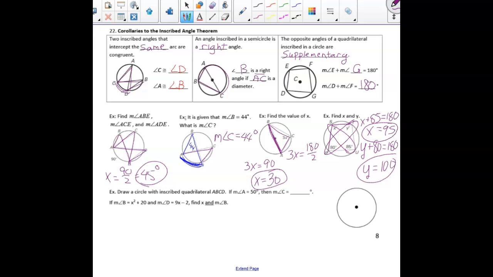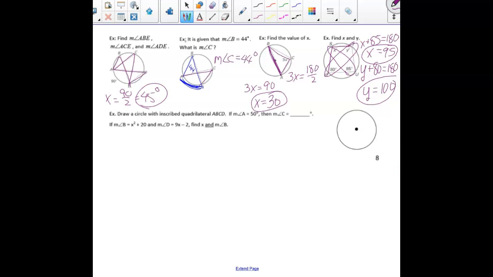Okay, last example on this page. Draw a circle with the inscribed quadrilateral ABCD. So just draw a four-sided figure. Don't worry about beauty or accuracy. You're just going to use the picture. The measurement of angle A is 50 degrees. So this angle here is 50. Then the measurement of angle C, the opposite angle: the measurement of angle A plus the measurement of angle C equals 180. So you've got 50 plus, we'll call it x, equals 180. This is 130 degrees.